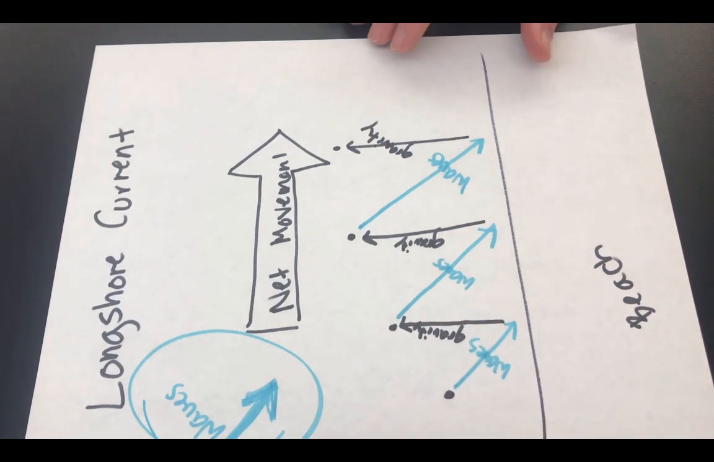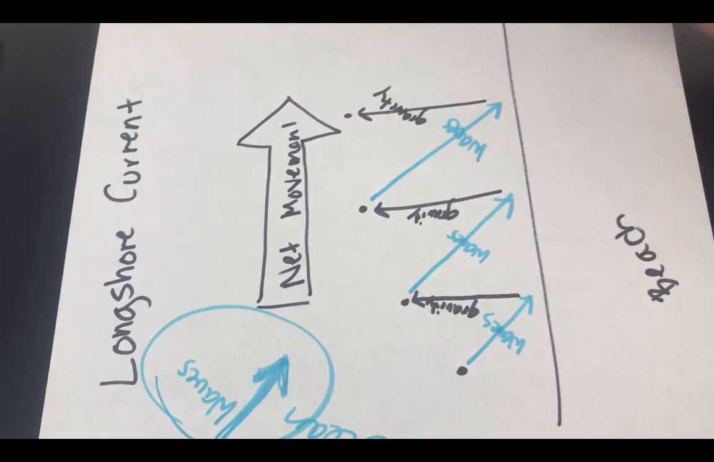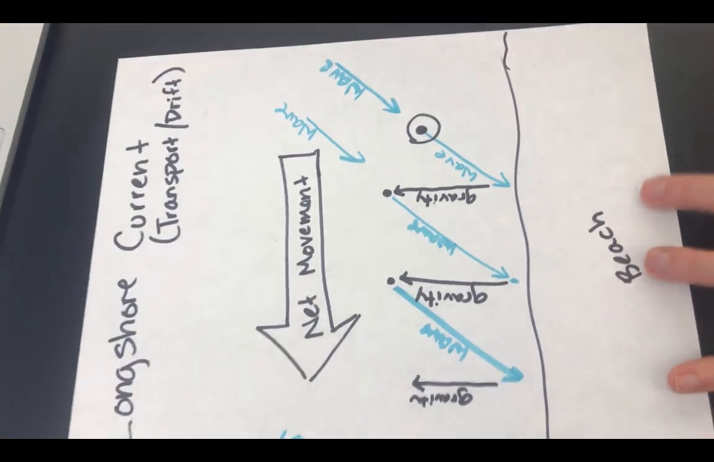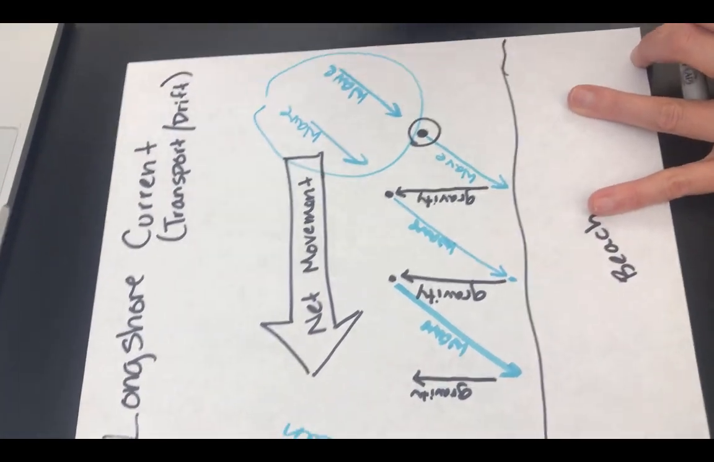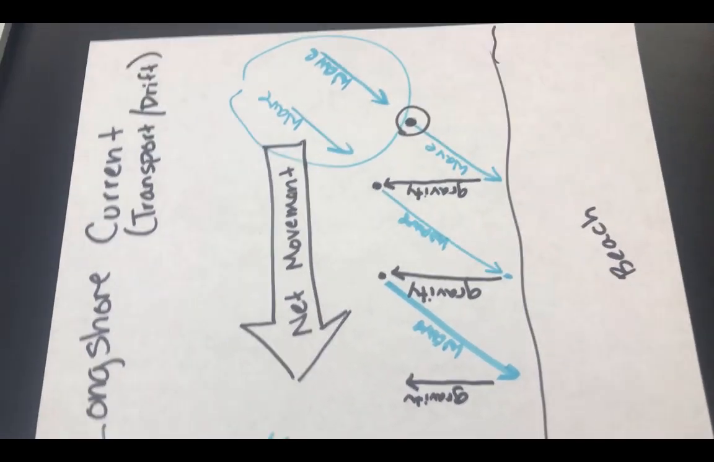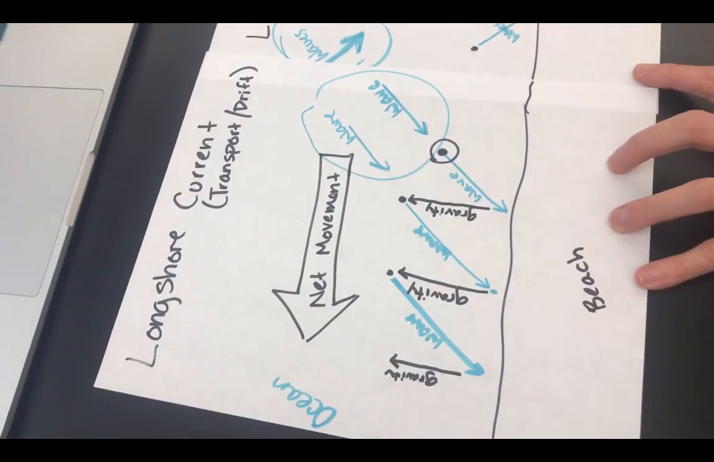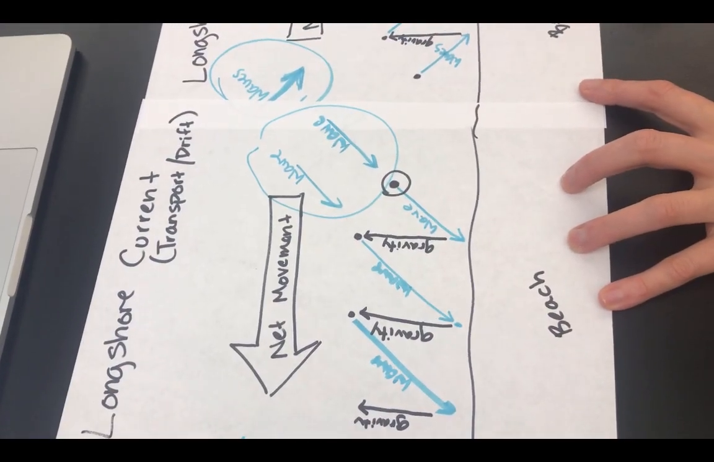So notice the waves are coming from here, so the net movement's to the right. But if it was going the other way, it would be going this way. So when the waves are coming from this direction, the net movement's to the left. Do you see that? Boom and boom. All right, that's longshore transport.